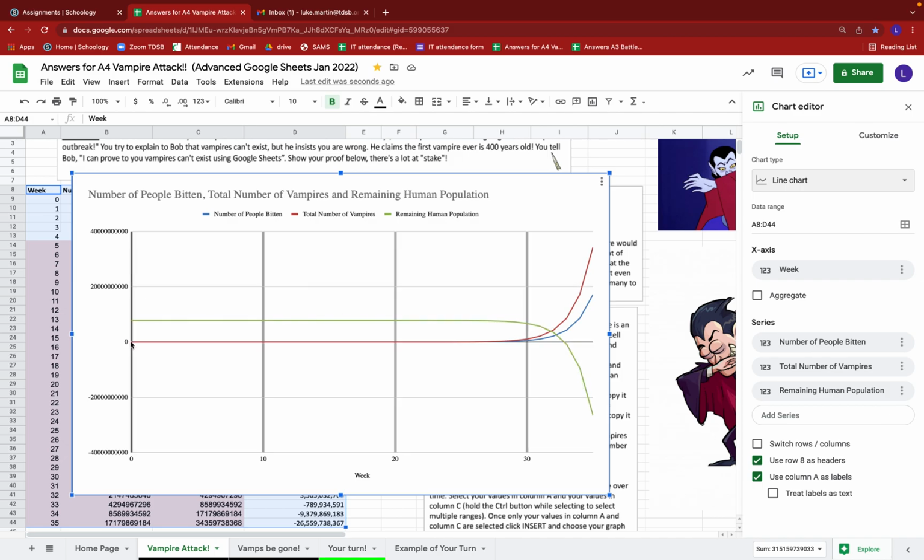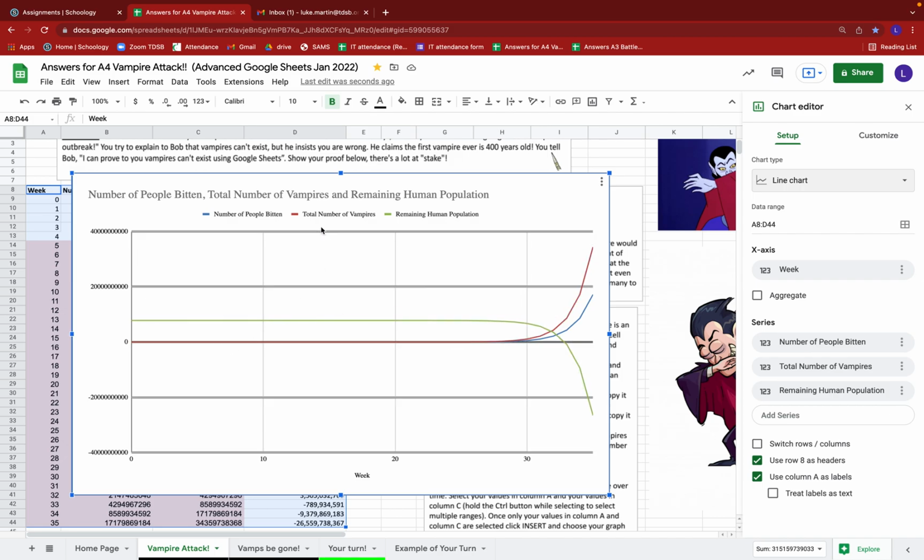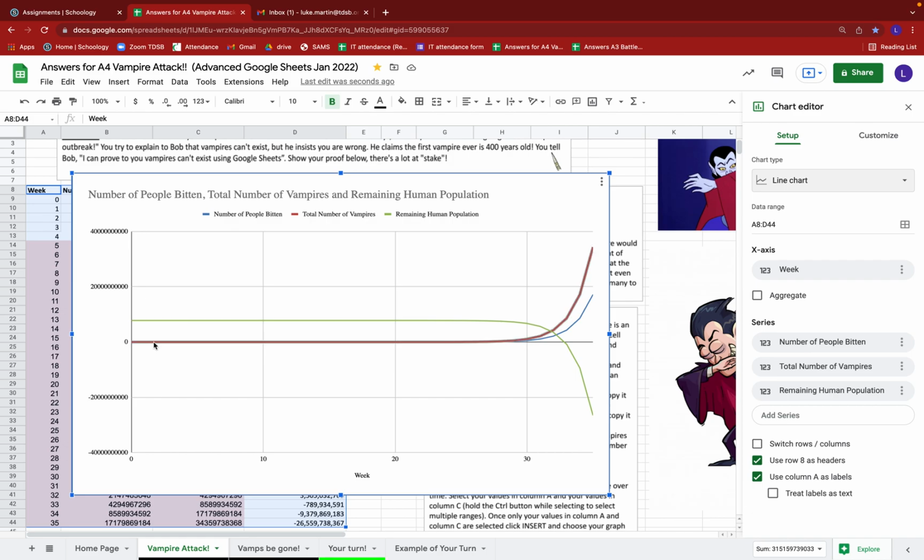You can see that it looks like there's some kind of mistake because the red line is the total number of vampires, and it looks like it's 0 all throughout here. But it's just because of the scale of this graph. This is going up by 20 billion at a time. So even after week 10, when we knew there were 1,000 vampires, well, 1,000 compared to 20 billion is going to look like nothing. But if you could zoom in enough on that line, you would see that it's not actually nothing, that it's not touching the line.